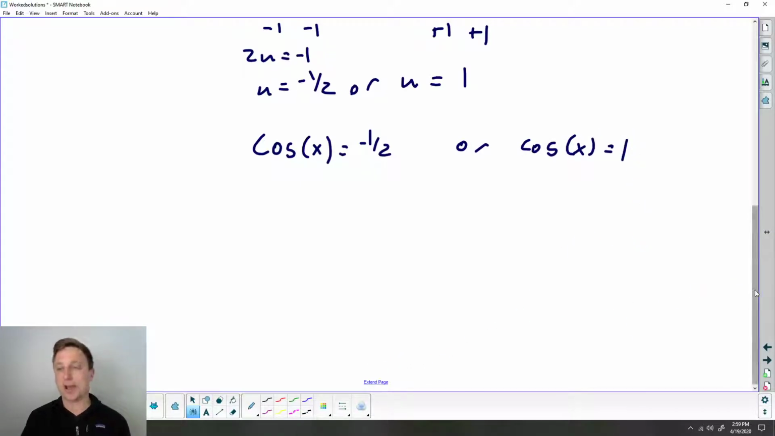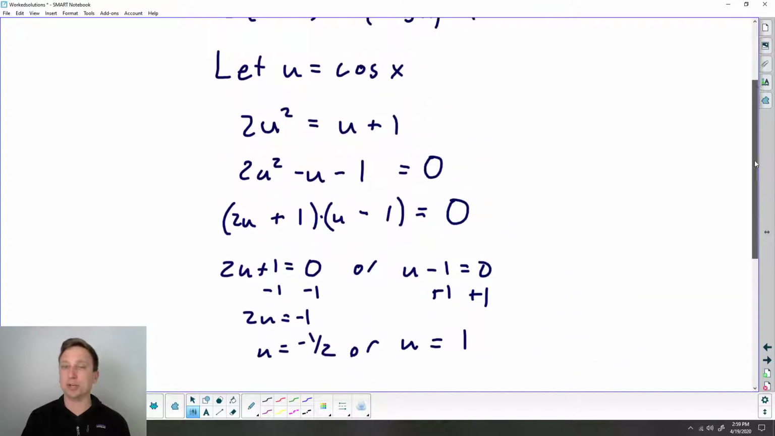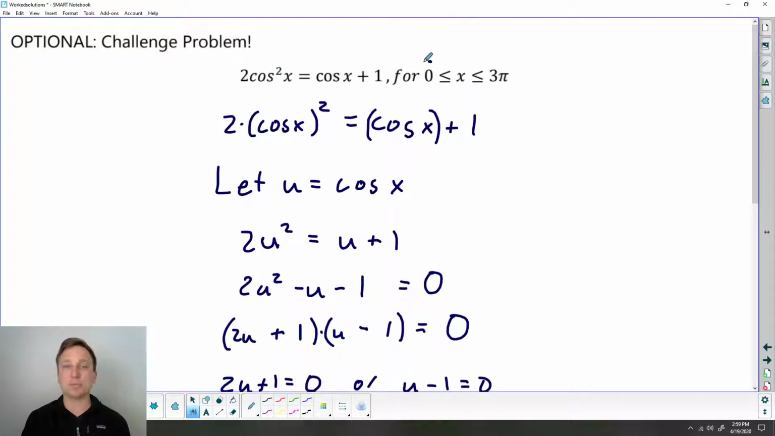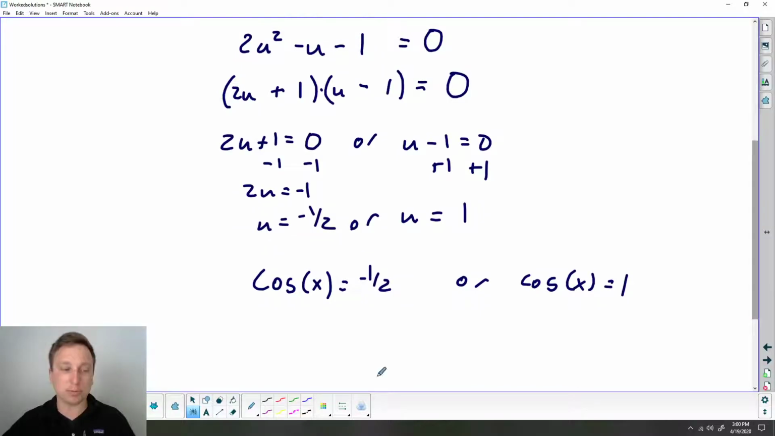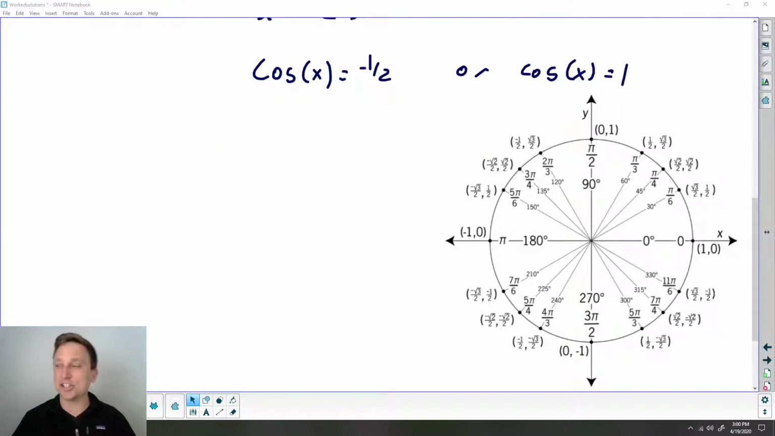And now let's go back and look at what x values we're inputting here. We're inputting x values between 0 and 3 pi, so that's 1.5 revolutions around the unit circle. So if we go back to a prior problem, let me grab a unit circle real quick. Alright, there it is. So we want cosine of x equal negative 1/2, or we want cosine of x to be 1.